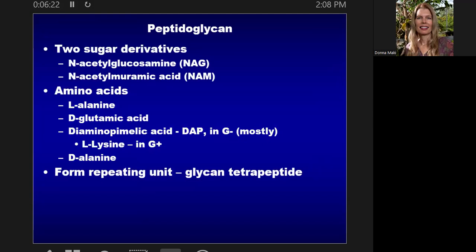Glycan is referring to the sugars, the NAG-NAM, NAG-NAM, NAG-NAM. Tetrapeptide means there's 4 amino acids, tetra for 4 amino acids. Okay, and then that just keeps repeating as it builds and surrounds the cell.